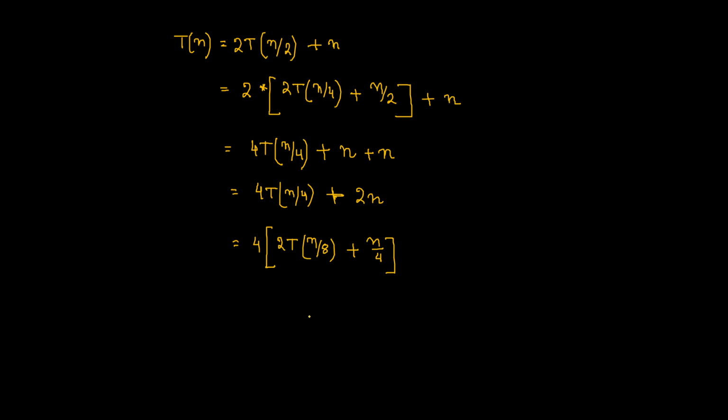Is this clear? By the way, I forgot to write the whole thing, so I must write plus 2n. Then, as a whole, I will write 4 into 2, that is 8T(n/8) plus, this 4 and this 4 will get cancelled out and only n will be left. So n plus 2n, that means 8T(n/8) plus 3n.